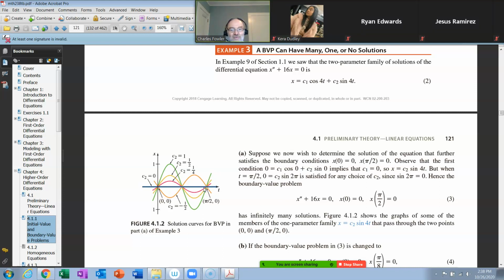Usually initial value problems will do a lot toward defining a solution. Okay, boundary value problems not necessarily. So here, example 3 is where we're going to pick up today. This is the very bottom of page 120, and it'll go on into 121.